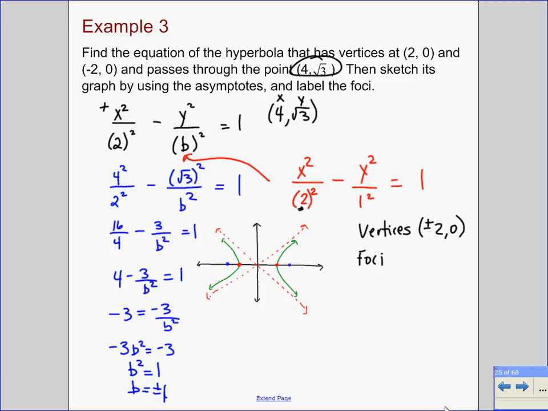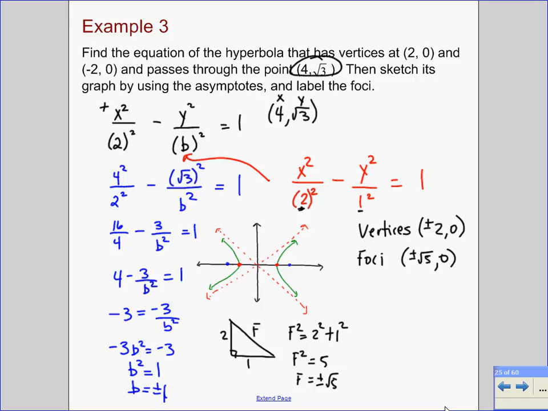Then our foci. In this case, what we're going to have to do is use a right triangle. We know that our 2 and our 1 are going to be the legs of that triangle. And then what I'm trying to find is f. So f squared is going to be equal to 2 squared plus 1 squared. And so f squared is equal to 5, and then f is equal to plus or minus root 5. That's the distance they are from the center. So plus or minus root 5, 0.